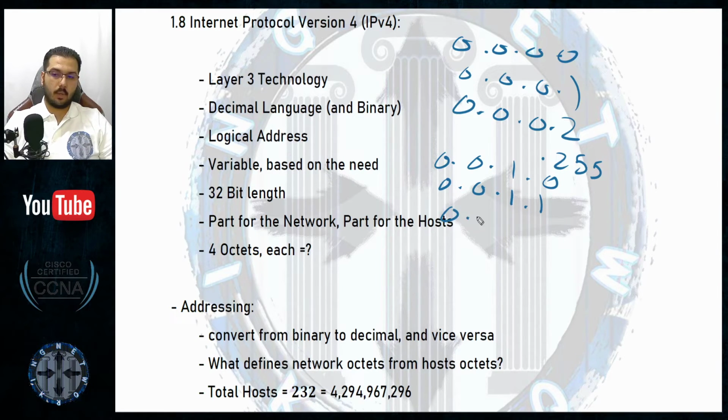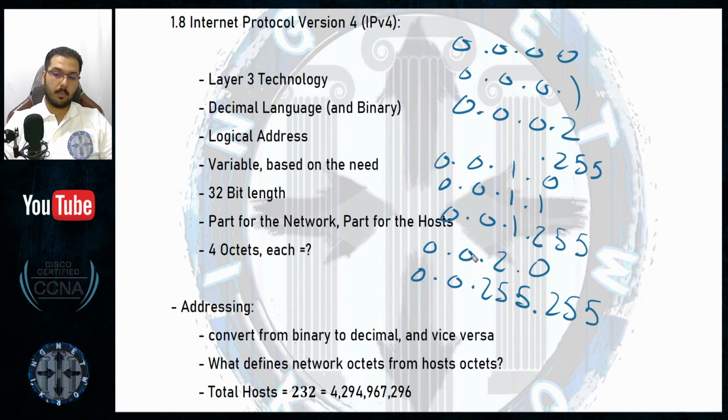So 0.0.1.0, 0.0.1.1, 0.0.1.2, yes, until you reach 0.0.1.255. I know. Then you'll have to jump to make it 0.0.2.0 until you reach the level where you have 0.0.255.255. Then what? You'll have to jump double times to start from 0.1.0.0 until you reach 255.255.255.255.